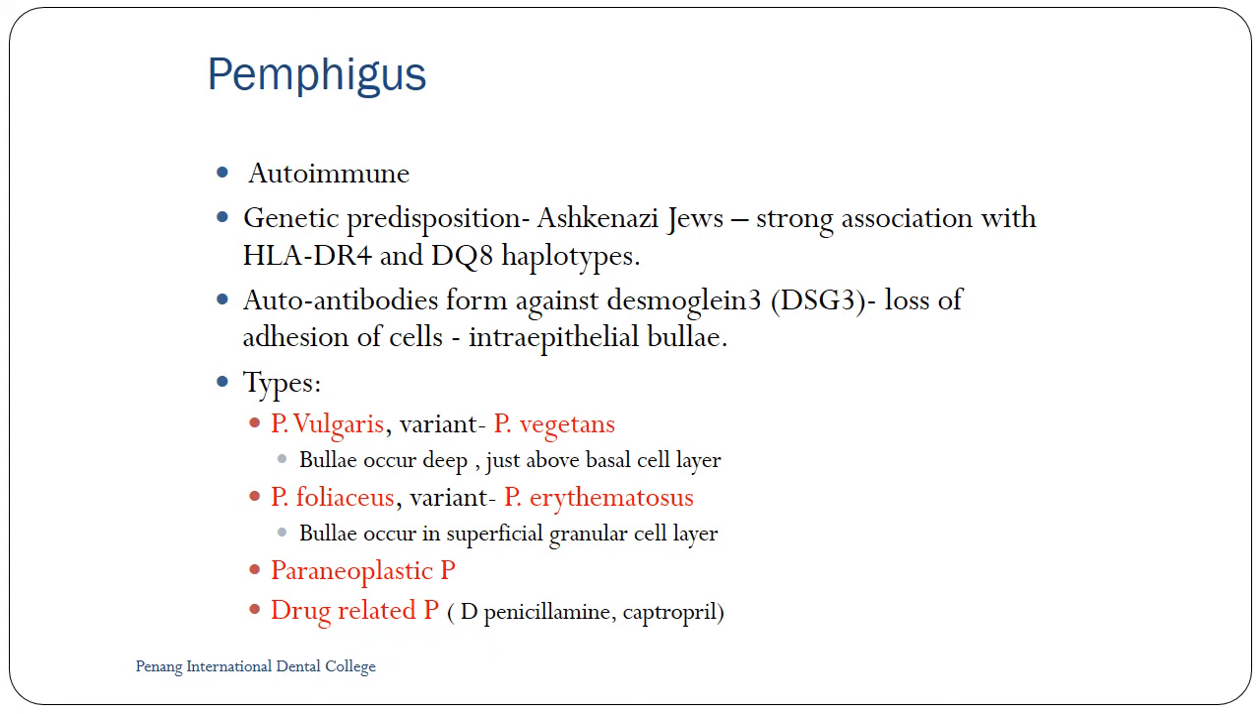Clinical presentation and histopathology. Oral lesions occur in over 50% of cases of pemphigus. The variants, we all know the subtypes: vulgaris, vegetans, foliaceus, erythematosus, paraneoplastic pemphigus, and drug-related pemphigus. In most of the 50% of cases we see oral lesions, and oral lesions develop in 70% of cases of pemphigus vulgaris.